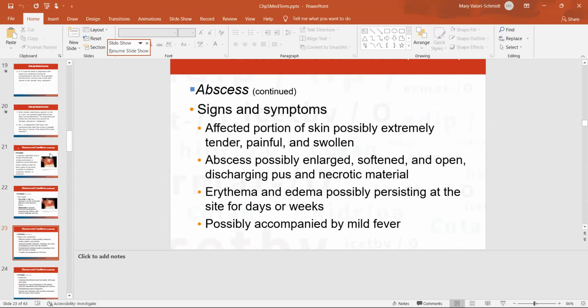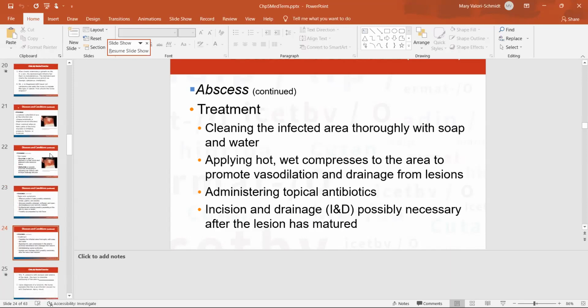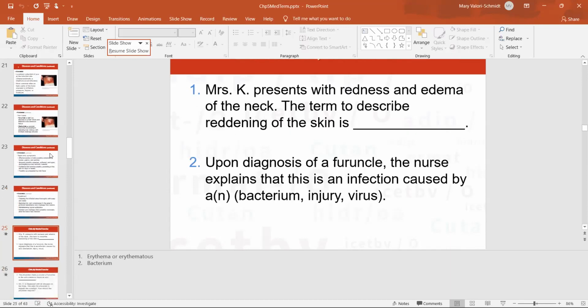Once it is treated, the patient will usually have some erythema, redness, and edema, swelling, sometimes for a couple of days or a couple of weeks. If it's really significant, they can have a mild fever. Typically, a fever is an indicator of a systemic infection as opposed to a localized infection. But some people develop fevers. And treatment: cleansing it, hot compresses. A hot compress, sometimes it will open on its own, right, and drain. Topical antibiotics, and then I&D, incision and drainage, like I said, surgically to get the gunk out.